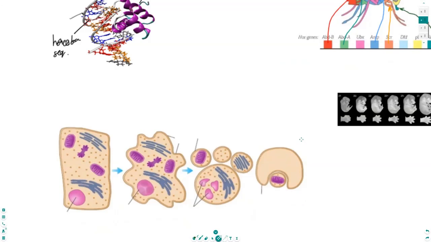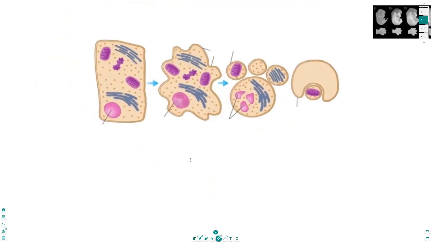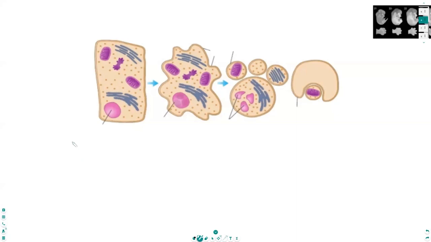It follows a set sequence of events during apoptosis. The first thing that happens is that enzymes digest the cell cytoskeleton. Here we have the nucleus, and this is a normal healthy cell. But the first thing that happens is that the enzymes digest, degrade or break down the cell cytoskeleton.